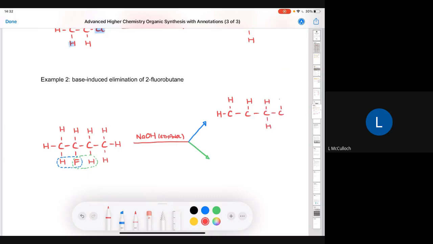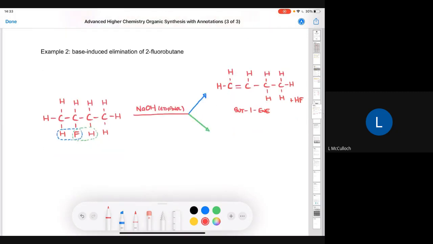I have removed the hydrogen and the fluorine. And I need to pop the carbon-to-carbon double bond that is going to form in between those two carbons that have lost an atom each. And that will produce but-1-ene as our product there.